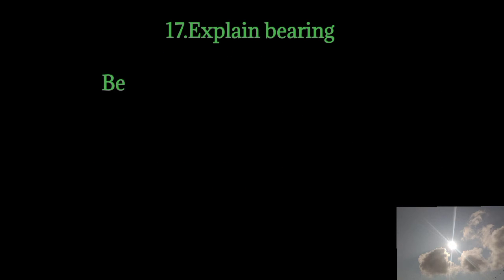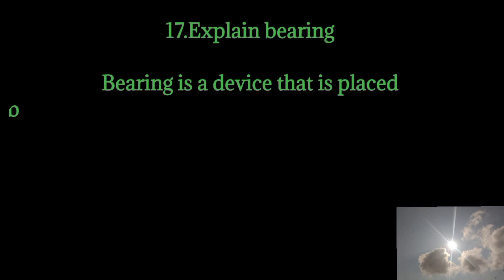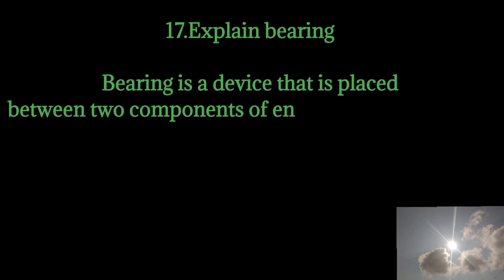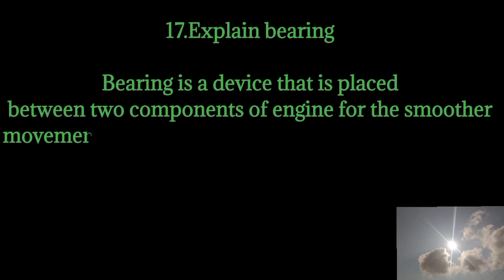17. Explain bearing. A bearing is a device that is placed between two components of an engine for smoother movement. It enhances the efficiency of any machine.